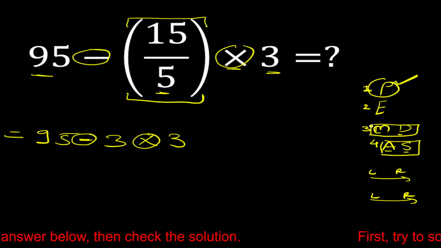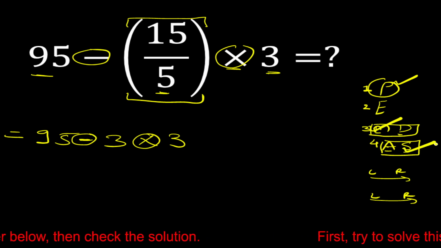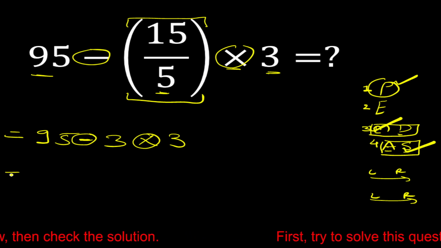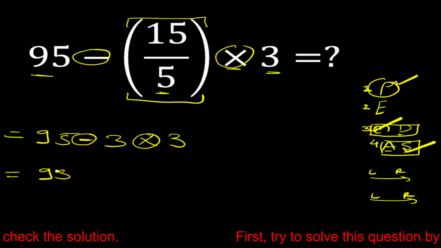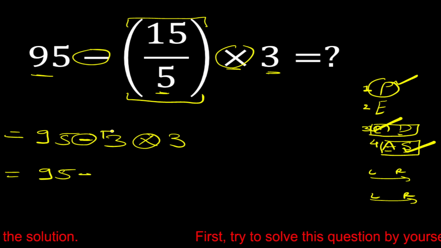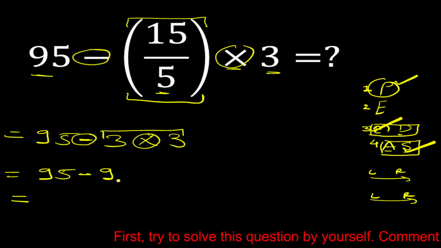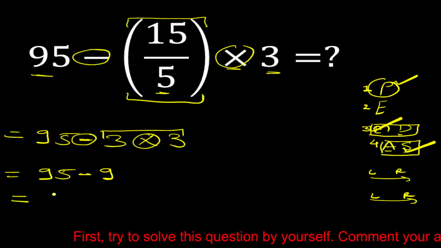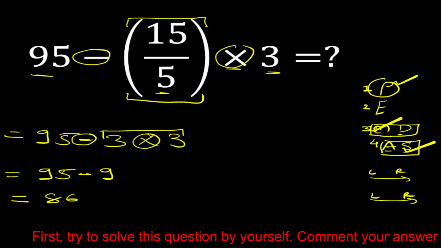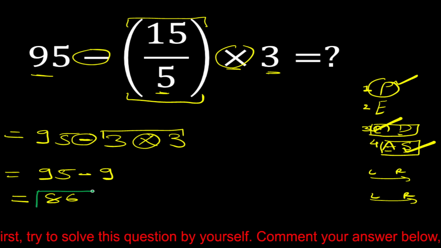So according to the PEMDAS rule, first priority is multiplication, then we have to solve subtraction. So it is equal to 95 minus, now 3 multiply 3 is equal to 9. So it is equal to 95 minus 9 is equal to 86. So the correct answer is 86.